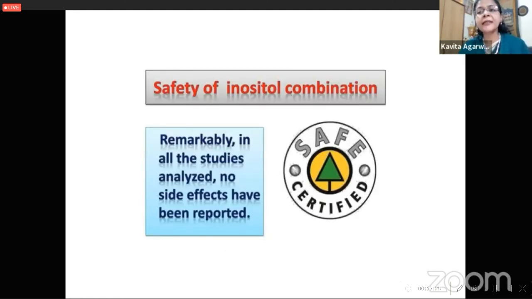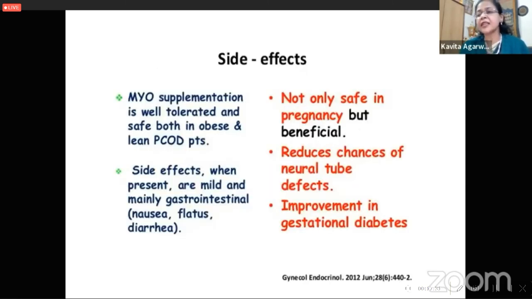But before we accept any drug in our clinical practice, we need to know the safety concerns. So let's see what the evidence has to say. In whatever studies have been done, myo-inositol has been found to be well tolerated and safe in both obese and lean PCOS patients. Side effects, when present, are mild and mainly gastrointestinal: nausea, flatus, diarrhea. It is not only safe in pregnancy, but it is beneficial.